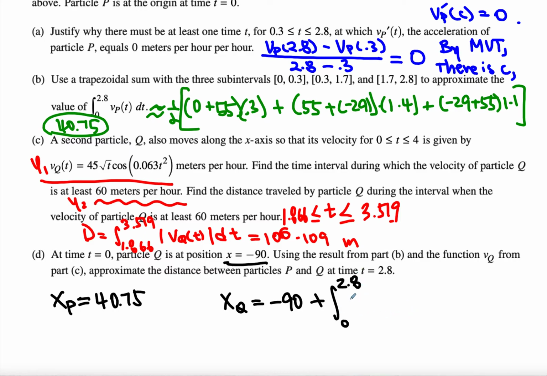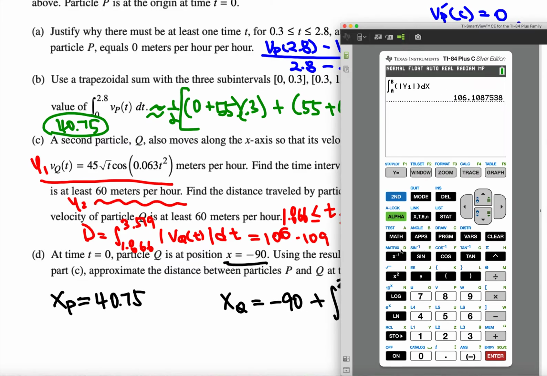of the position. So what I'm going to do is just get the integral of v of Q, t dt. Since I know the first value already, math number 9, and then it was from 0 to 2.8, and then it was y sub 1 dx. But I need to subtract 90 to get the actual location.